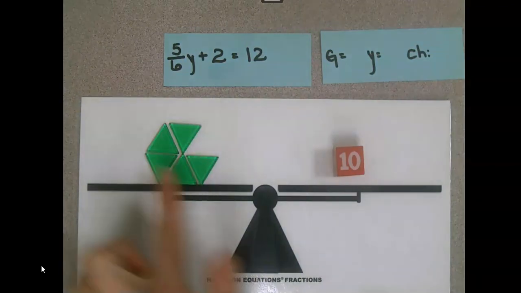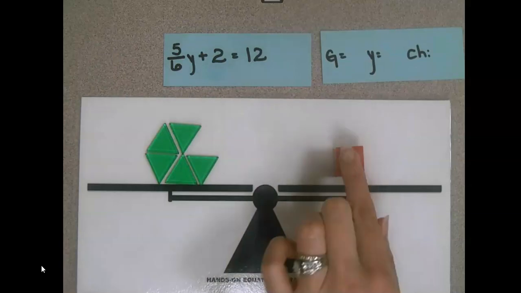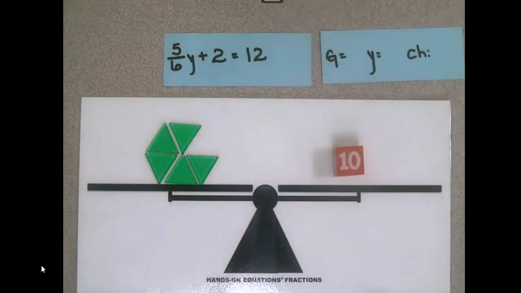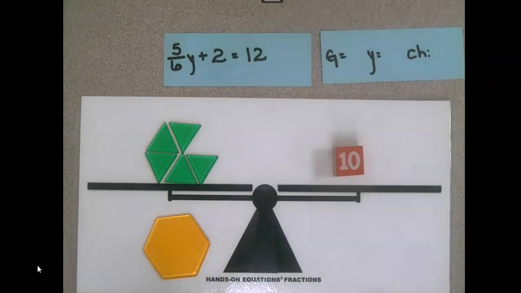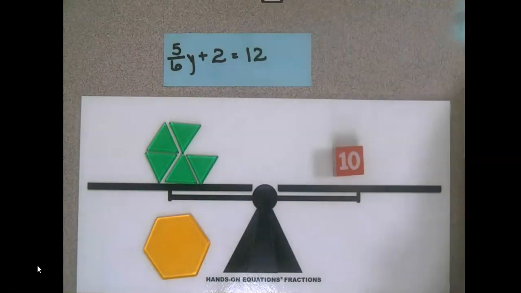From here, we see that 5 of our green blocks are equal to 10, and that means that each one of our green blocks is equal to 2. And since each of our green blocks is equal to 2, our yellow block, which is comprised of 6 green blocks, would be equal to 12.